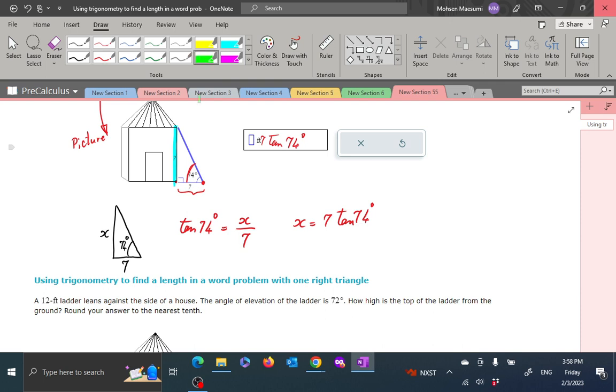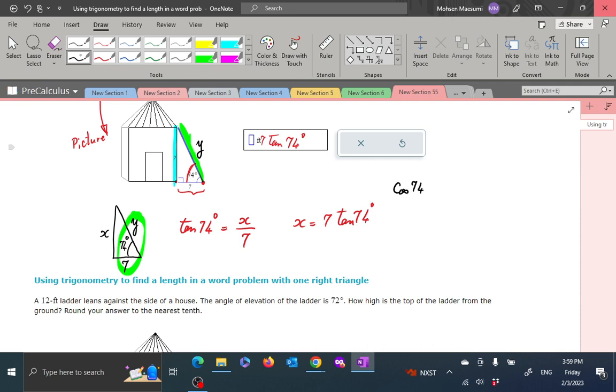perhaps somebody is curious to figure out how long is the ladder itself. So if that was the question, what would we do? Well, let's call this guy Y. What's the relationship between these three? So now I have the adjacent of the angle, I have the hypotenuse, and so I can write, what can I write?